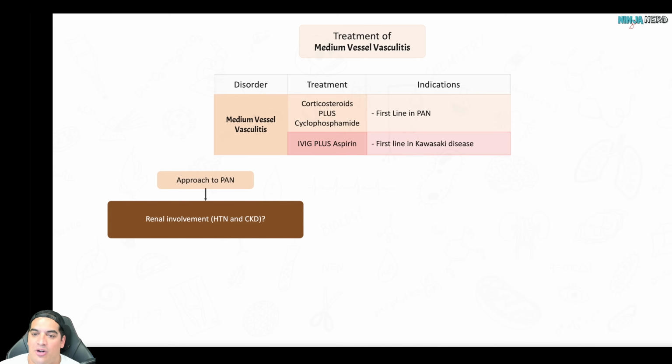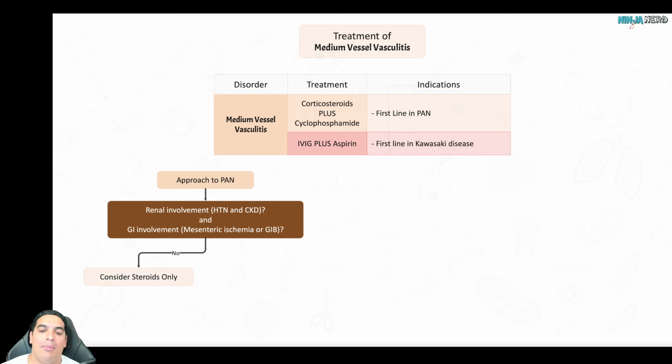When a patient has polyarteritis nodosa, ask yourself the question, do they have really bad renal involvement? Do they have really bad GI involvement or neuro involvement? If they don't, you could probably get away with steroids only. But if they start to develop any renal, GI, or neural involvement that is not getting any better, you then need to go big and go to steroids and cyclophosphamide to really shut down the inflammation.